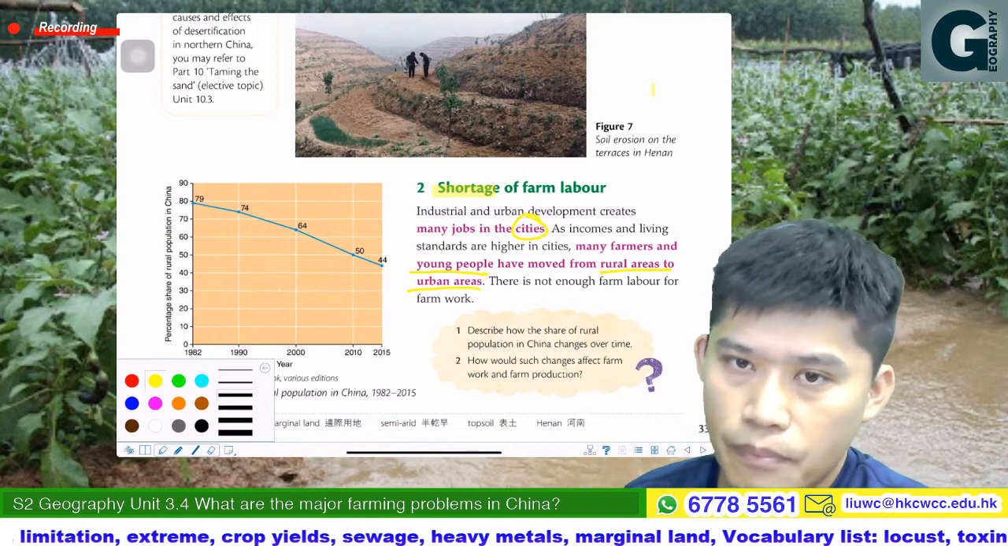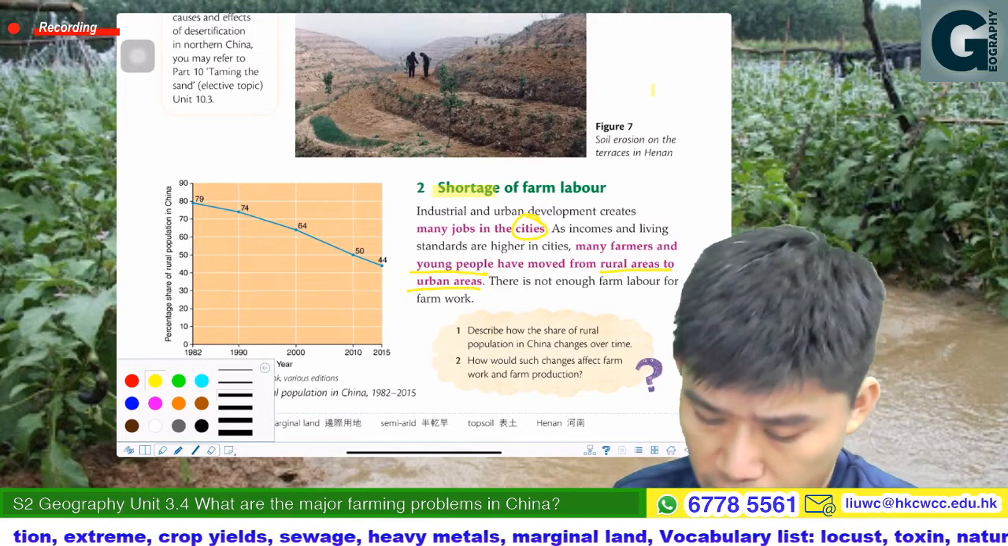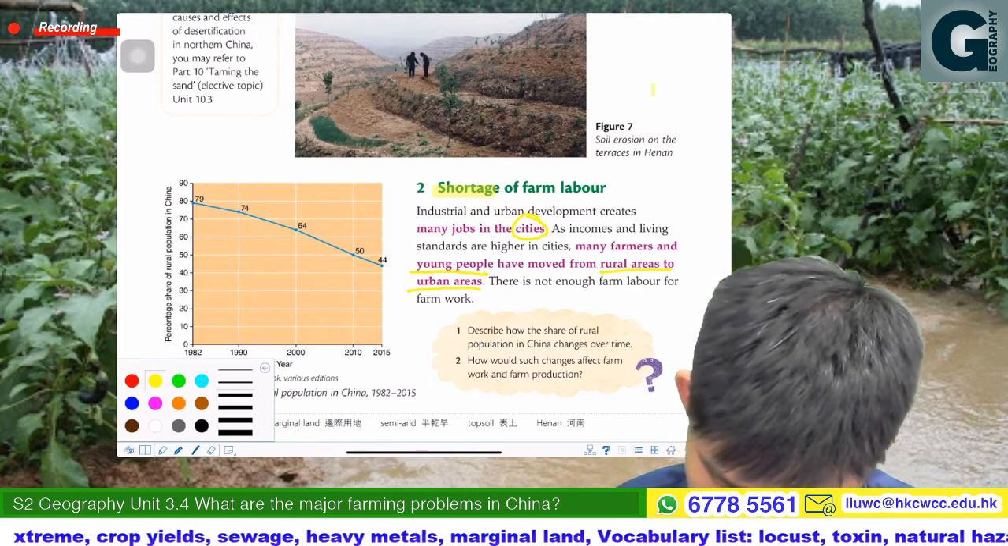So therefore, that may lead to not enough farm labor in the rural area. So therefore, you can see that.